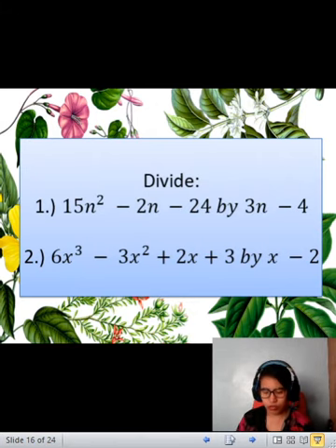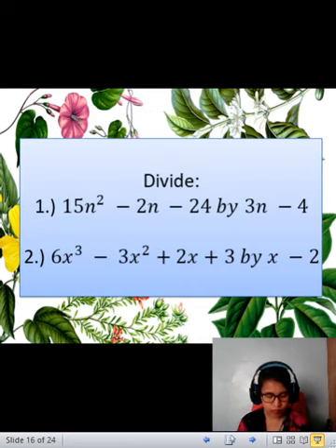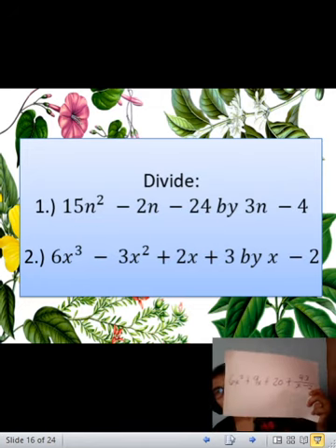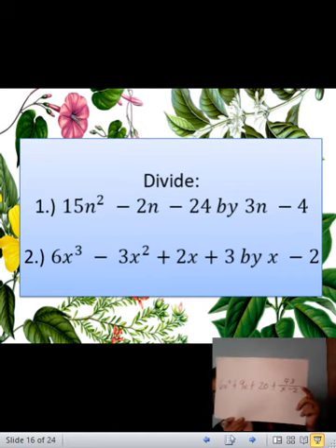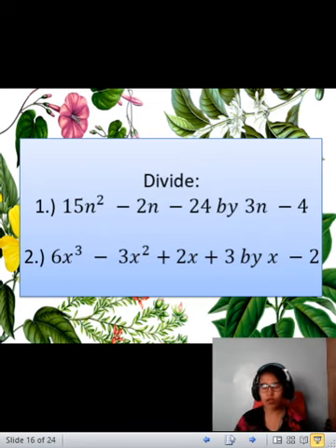Your final answer will look like this. This is how it looks. Your final answer will look like 6x squared plus 9x plus 20 plus 43 over x minus 2. So, if you have a remainder, that will be your final answer.